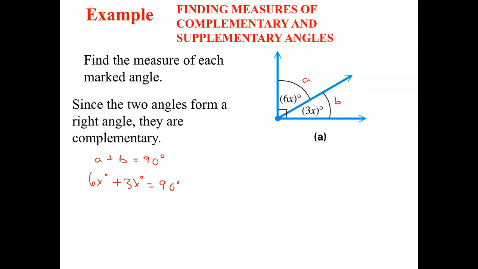I don't know what B is, but I have an expression that represents it. So now what can I do with those expressions to simplify? Add them up. So 6x plus 3x is 9x. And then I want to solve for x. Divide by 9. So what does x equal? 10. So if x equals 10, what's the measure of angle A? 60. Since A is 6x and x equals 10, the measure of angle A is 60. And the measure of angle B is 30.